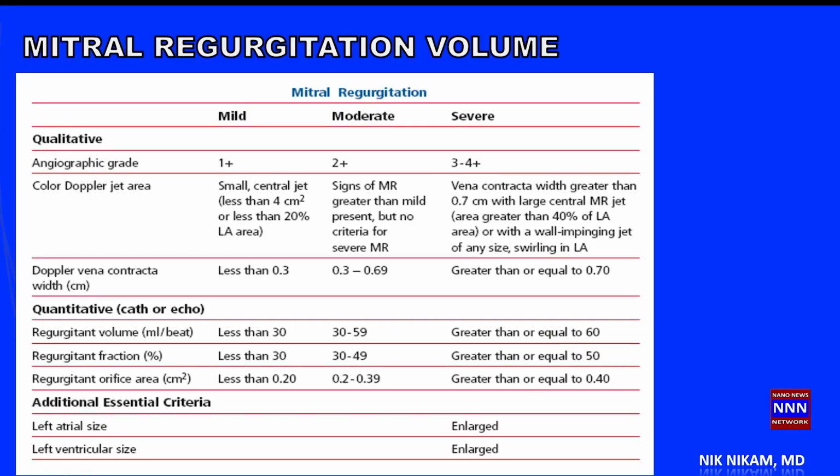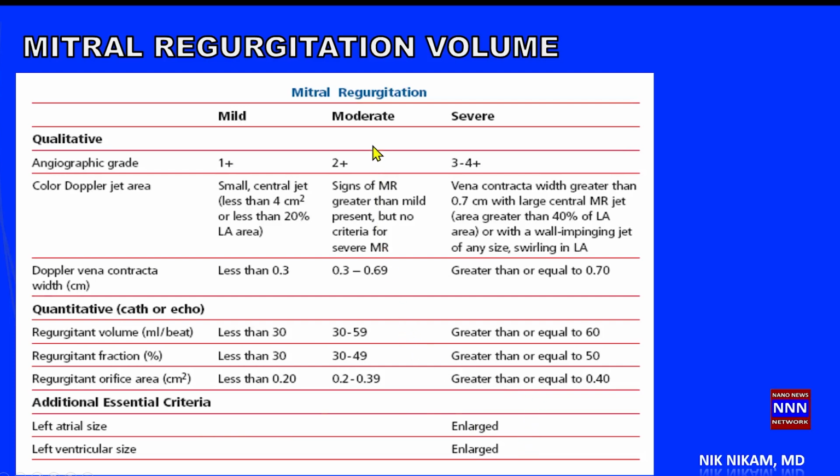Putting all these things together, we need to look at the 2D echocardiogram. We need to look at the left ventricular function. We need to look at the left atrial size. We need to look at the vena contracta. We need to look at the regurgitant volume, regurgitant fraction, regurgitant orifice. Based upon these things, we can quantify the degree of mitral regurgitation. We need to look at the left atrial and left ventricular size and function, which is good.